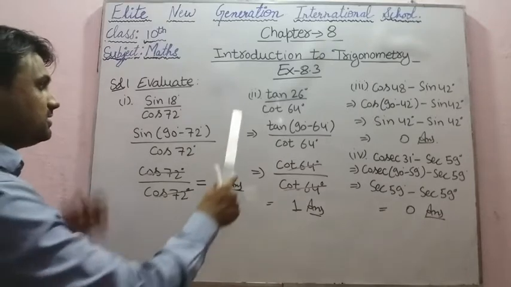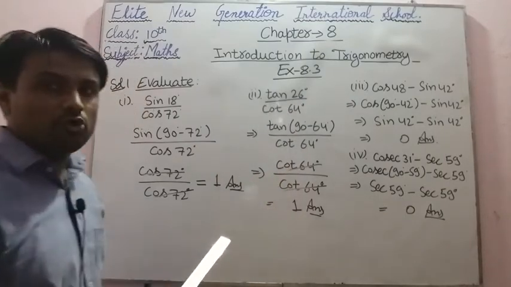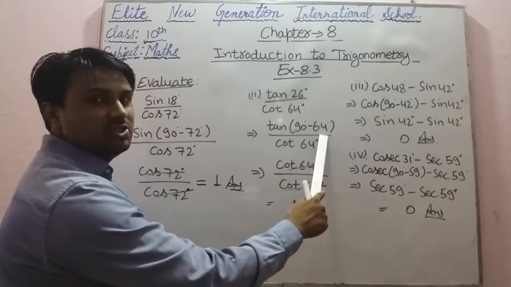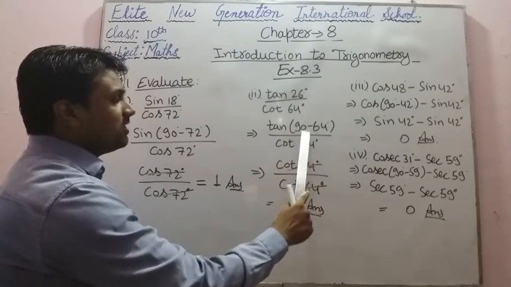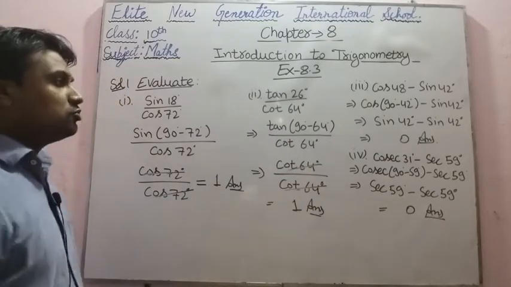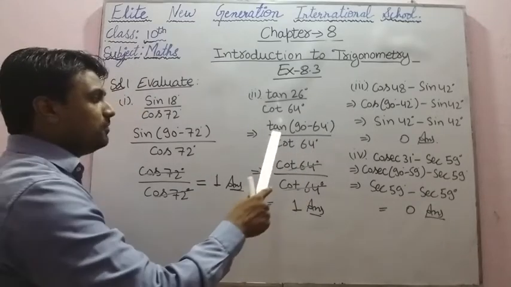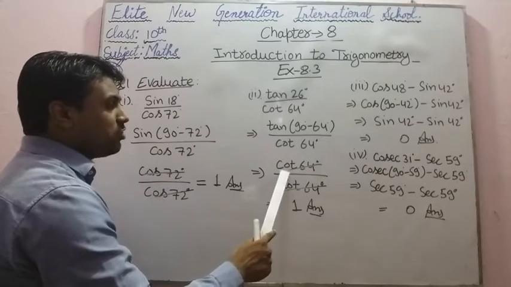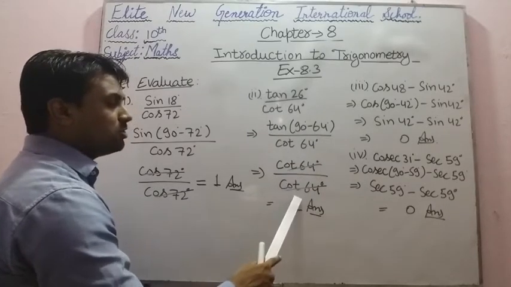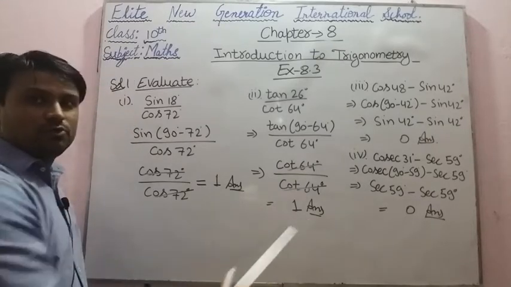Now similarly in the second part we have tan 26 upon cot 64. Here in place of tan 26 we can write tan(90 minus 64), since in place of 26 we can write 90 minus 64, upon cot 64. Here by using the formula tan(90 minus a) will be cot a, tan(90 minus 64) will be cot 64. So cot 64 upon cot 64 will cancel and the answer will be 1.